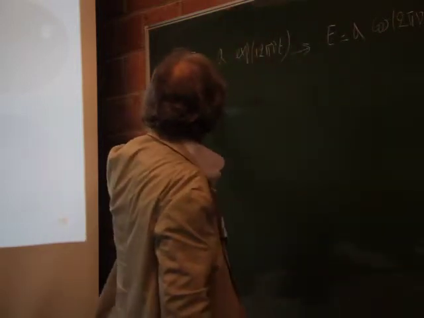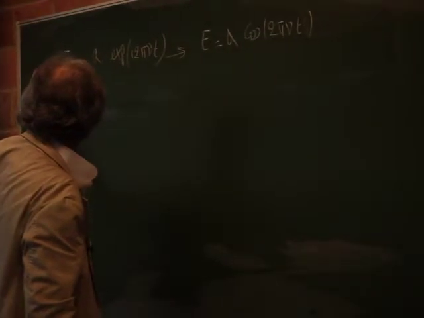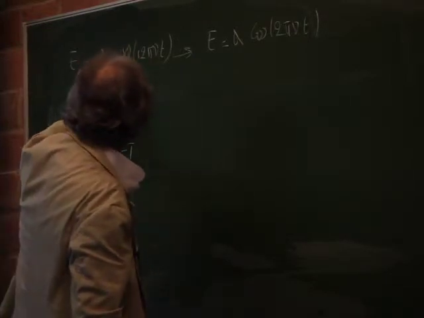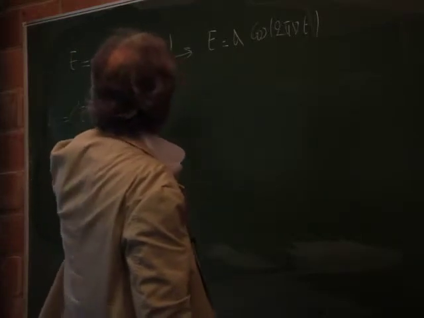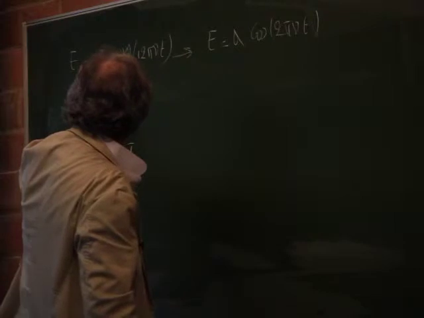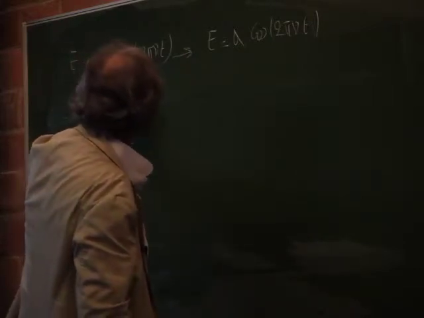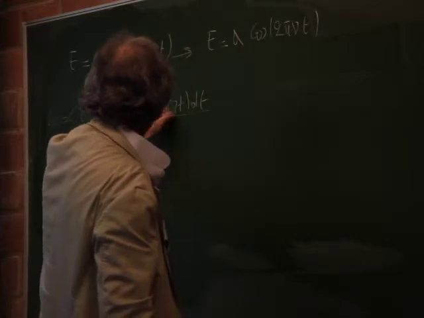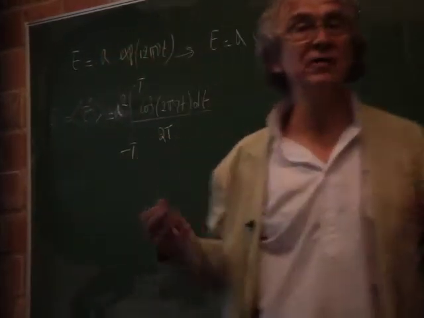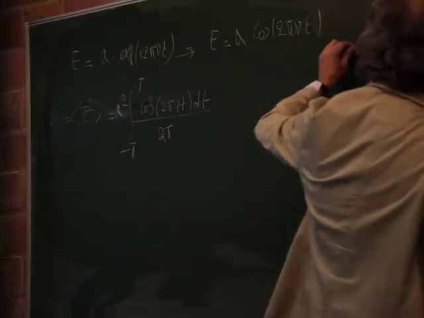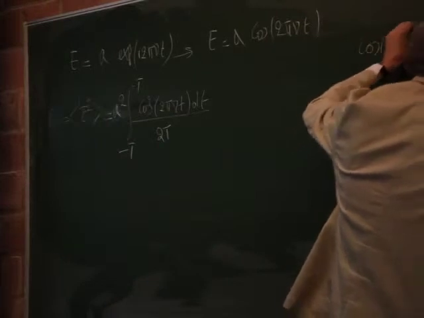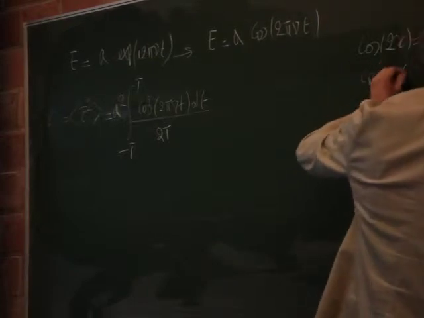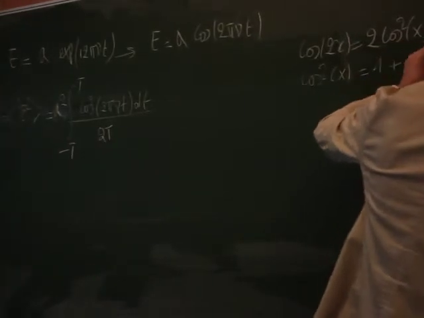Let's evaluate how much is the average of E square. It should be proportional to the intensity. So I integrate from minus one period up to one period of this quantity, which will be A square times cos square of 2 pi nu t dt, and I divide this by 2T since I take an average value. Now I know the relation that cos of 2x is equal to 2 cos square x minus 1, which means that cos square x is equal to 1 plus cosine of 2x, over 2.